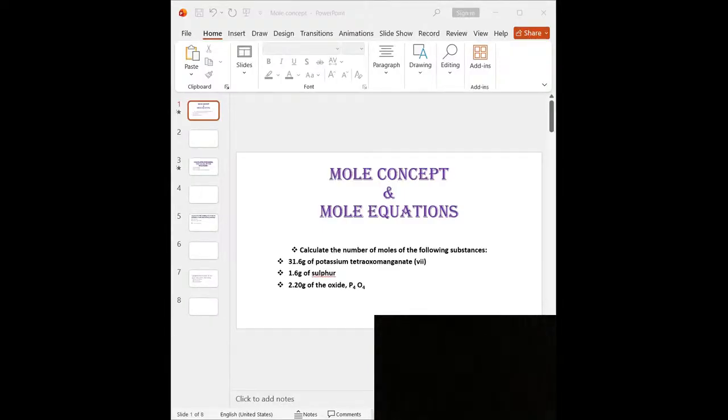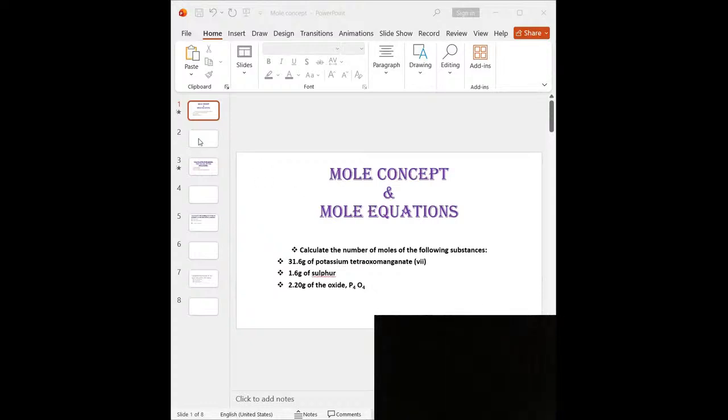And the second definition: mole can also be defined as number of atoms over Avogadro's constant. Remember, one Avogadro constant is equal to 6.02 times 10 raised to the power 23.